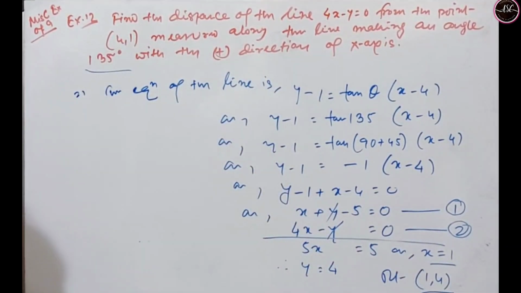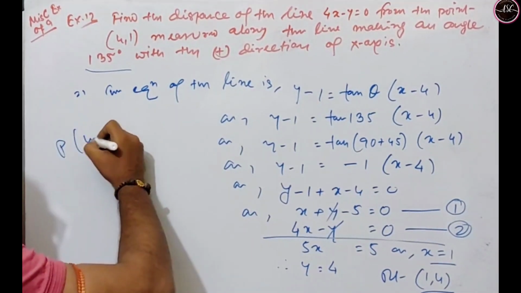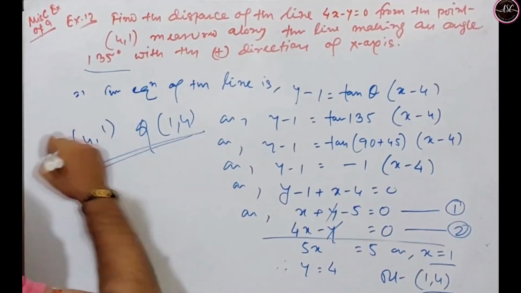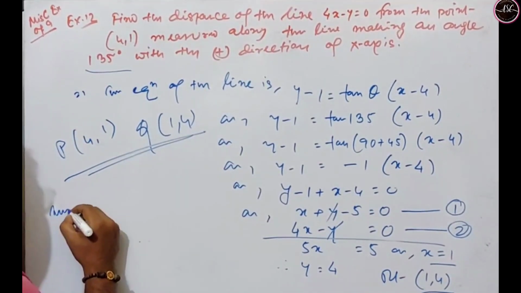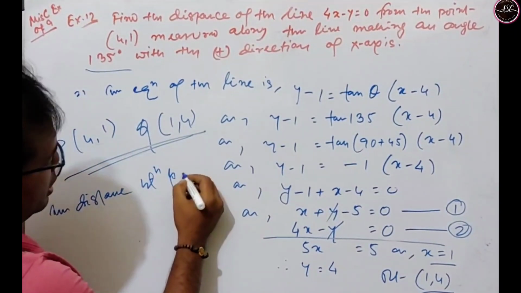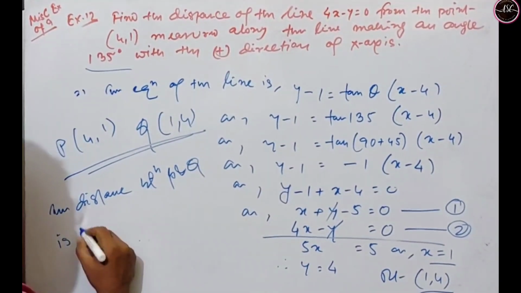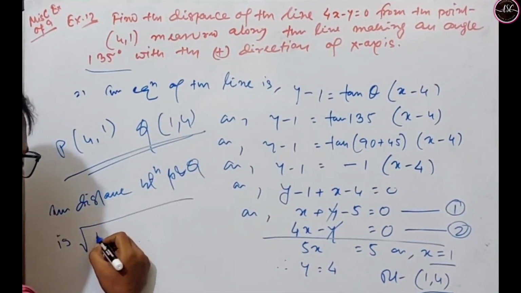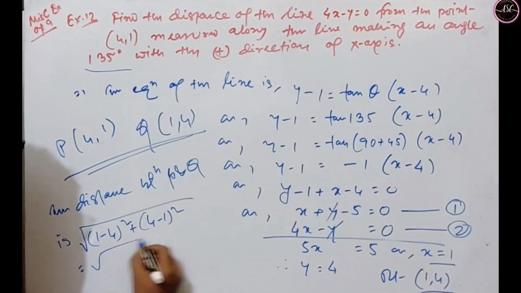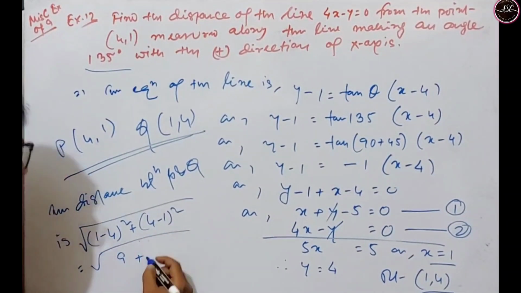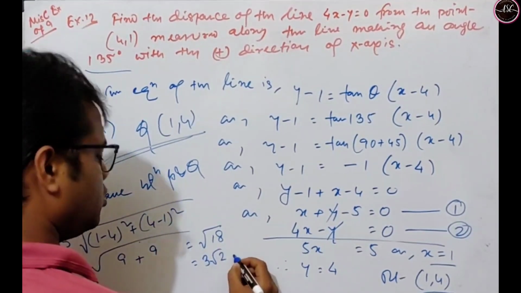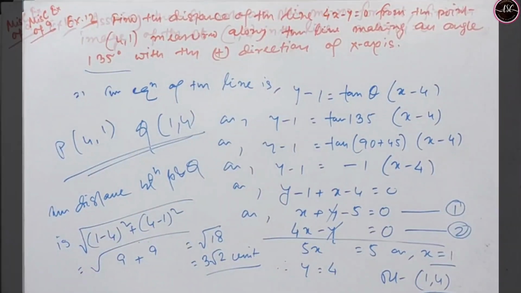Now we have 2 points. Let P equal to 4, 1, and here we get this point Q equal to 1, 4. The distance between these points will be your answer. The distance between P and Q is root over x2 minus x1, that is 1 minus 4 whole square, plus y2 minus y1, 4 minus 1 whole square, that means minus 3 whole square, that means 9, plus 3 square equal to 9, equal to root 18. That means 3 root 2 unit. Clear?